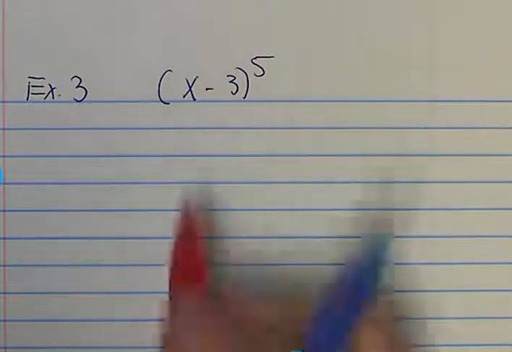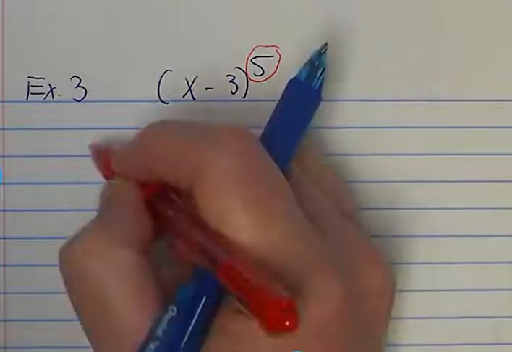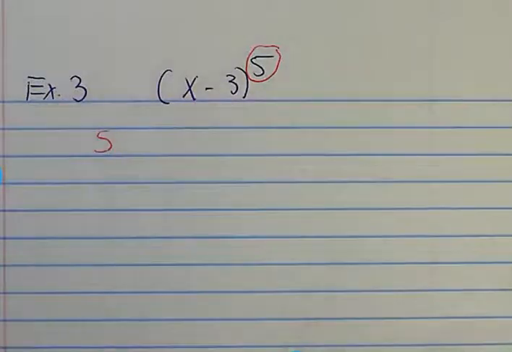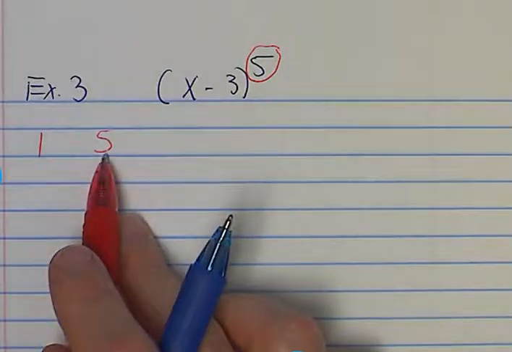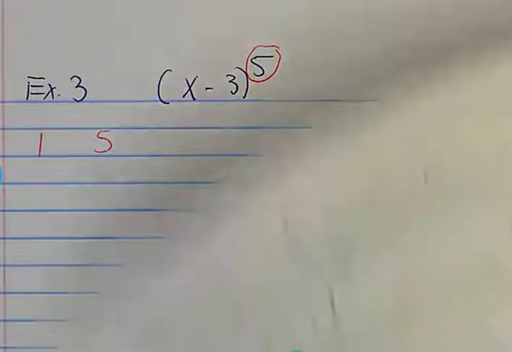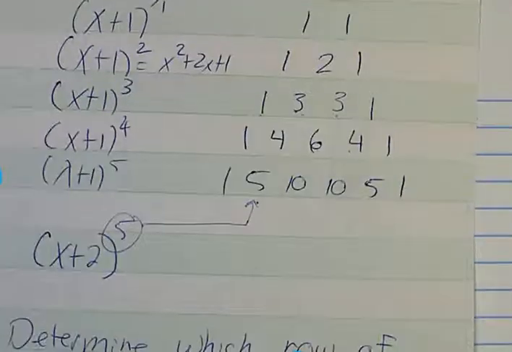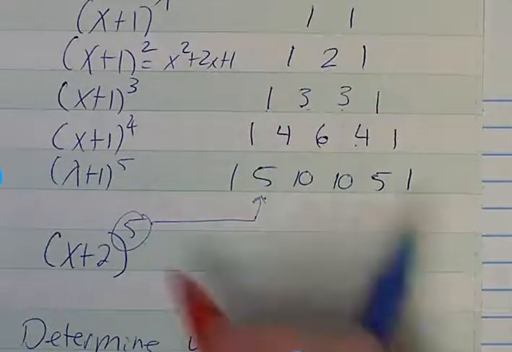Last example, we're going to do x minus 3 to the 5th power. So the key thing is it's to the 5th power. So 5 has to be the second number, because 1's always going to be the first number. We need the row that has 5 as the second number. And if we go back and check that chart, it was 1, 5, 10, 10, 5, 1. So we have the power of 5, so we're going to match the 5 here.